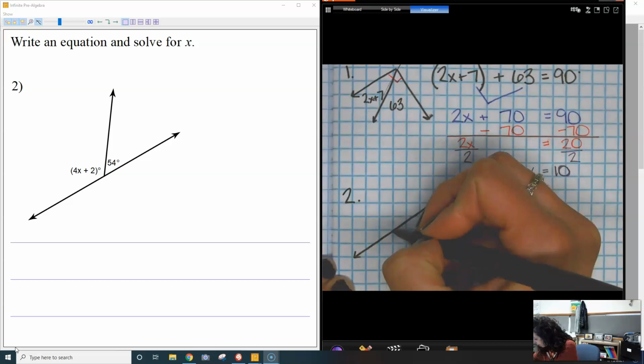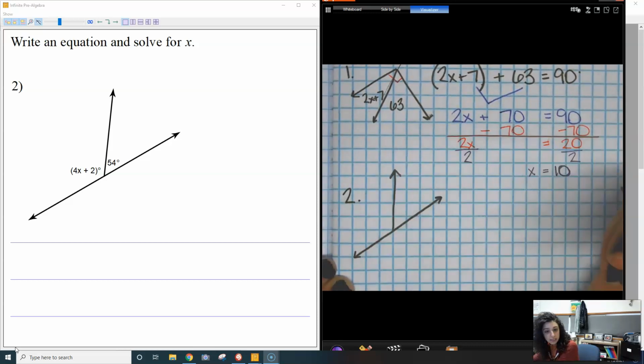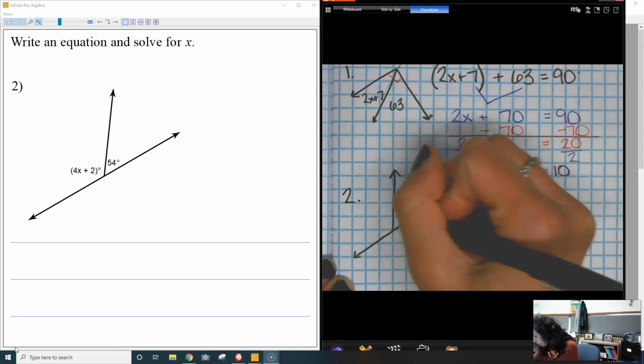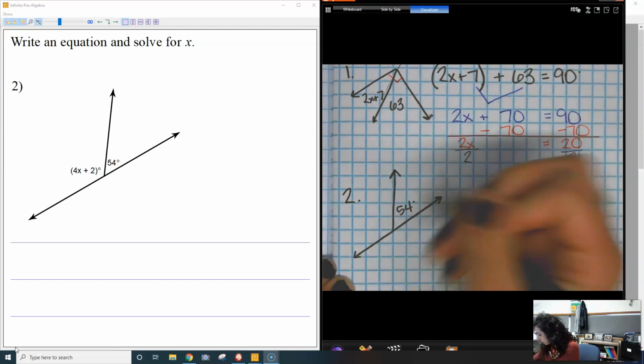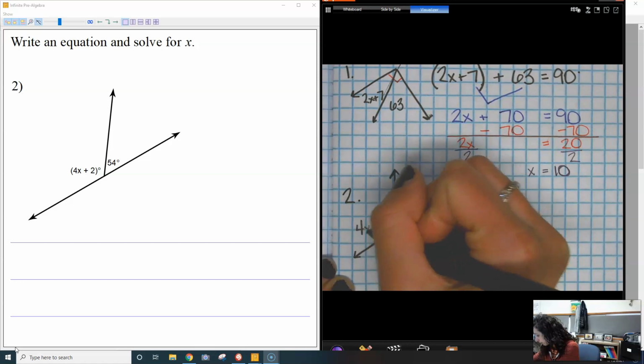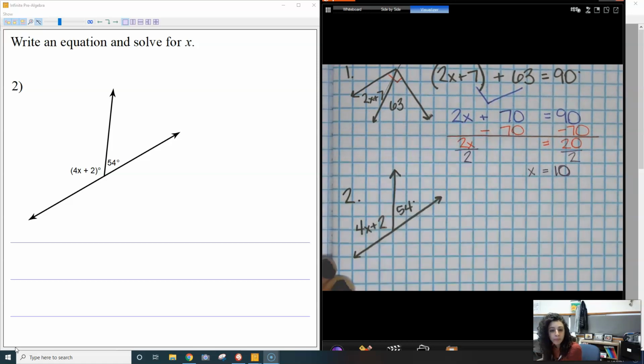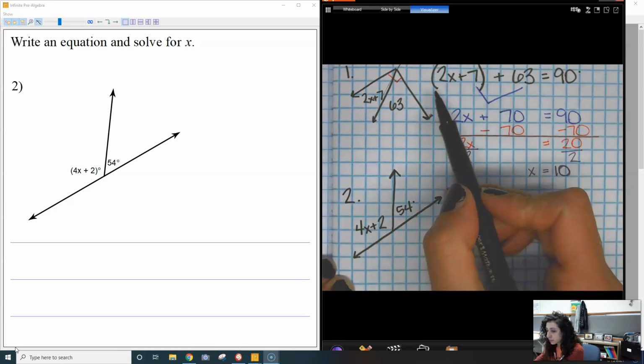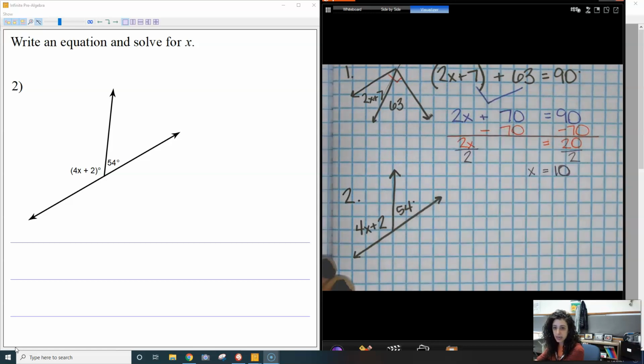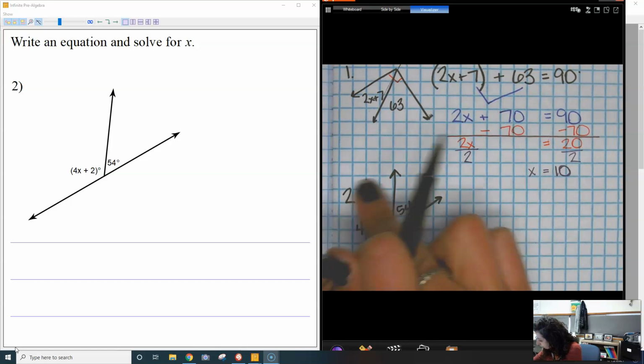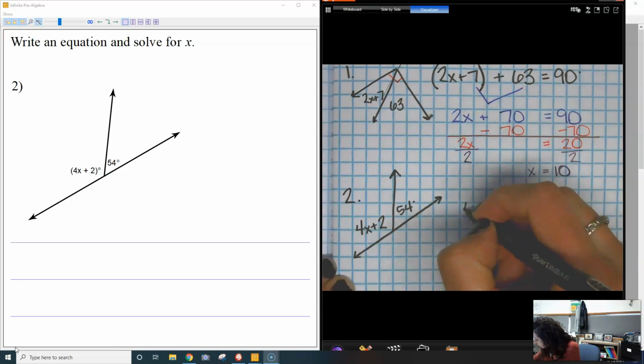All right, and then we have an angle that comes up like this, and this one is 54 degrees, and this one is 4x plus 2. All right, so we have two angles. One is called 4x plus 2, and the other one is called 54. And the first one I wrote parentheses so that we could see angle 1 and angle 2. This time I'm just going to write it. This is angle 1, and it's 4x plus 2.